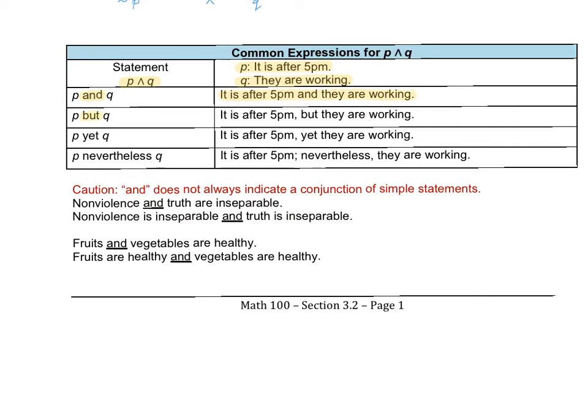However, I could also use the word but instead of and I would have the same meaning. Now remember, symbolically, these are all going to be represented the same way. This is P and Q. With the word but, it's still P and Q. And in fact, for all of these, it's P and Q symbolically.